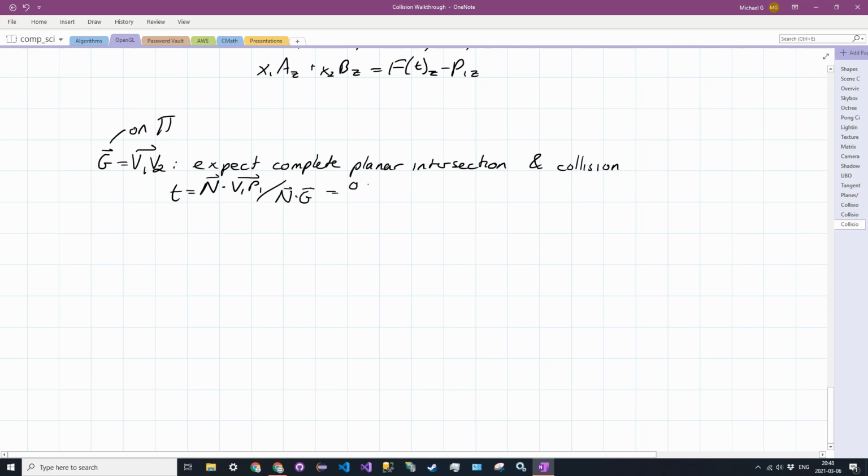And since they're both in the plane, we're going to say this is 0 over 0. How do I know this? Well, if v1 is on the plane and p1 is on the plane, then the vector on the plane will be perpendicular to the normal vector. And the same goes for n dotted with g. So since they're perpendicular, the dot product is going to be 0. So we're looking at a 0 over 0, which is not that fun. But this means that it is in the plane. So now what we have to do is intersect g with each of the lines.